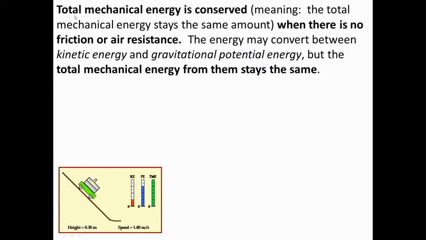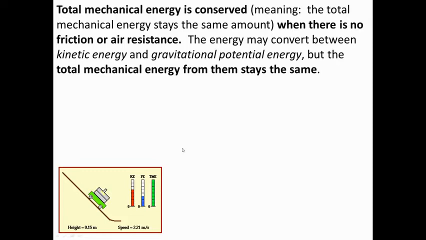Now, here's some examples where the total mechanical energy is conserved. So the mechanical energy stays the same amount because in these examples we have no friction or air resistance. So right down here we've got this cart. As it goes down, it's going to speed up. When it speeds up, it gains kinetic energy, but as it falls down, it loses height, and so as it loses height, the potential energy goes down. But what you see is as it gains kinetic, it loses potential energy, and the total mechanical energy stays the same the entire time.